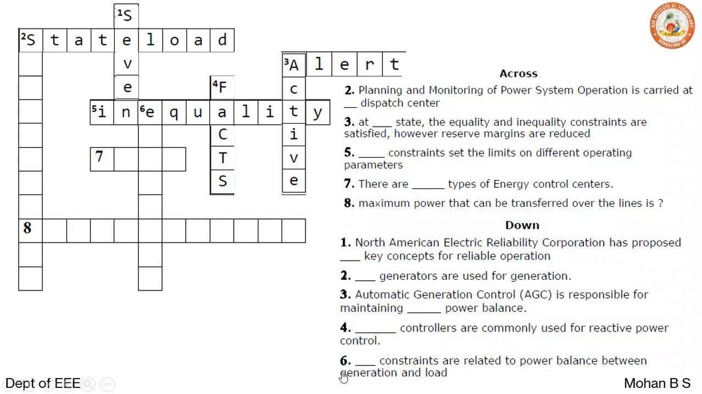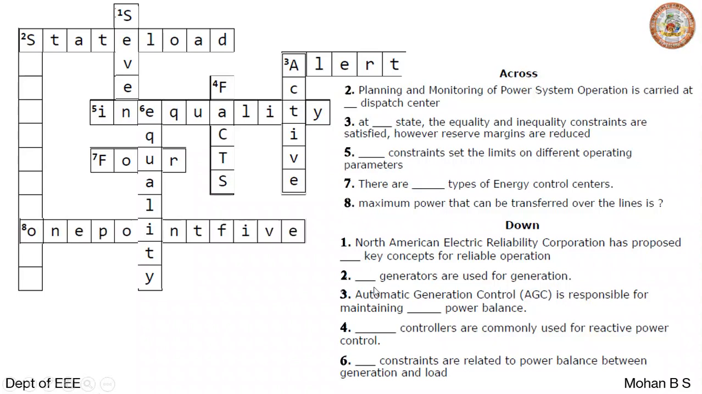And then the sixth one, dash constraints are related to the balance between your generation and load, that is equality constraints. And then the seventh one, there are dash types of energy control centers that we will be seeing now. There are actually 4. And then eighth one, maximum power that can be transferred over the lines that you have seen in the video with respect to objectives of control is 1.5 times of your Pmax.